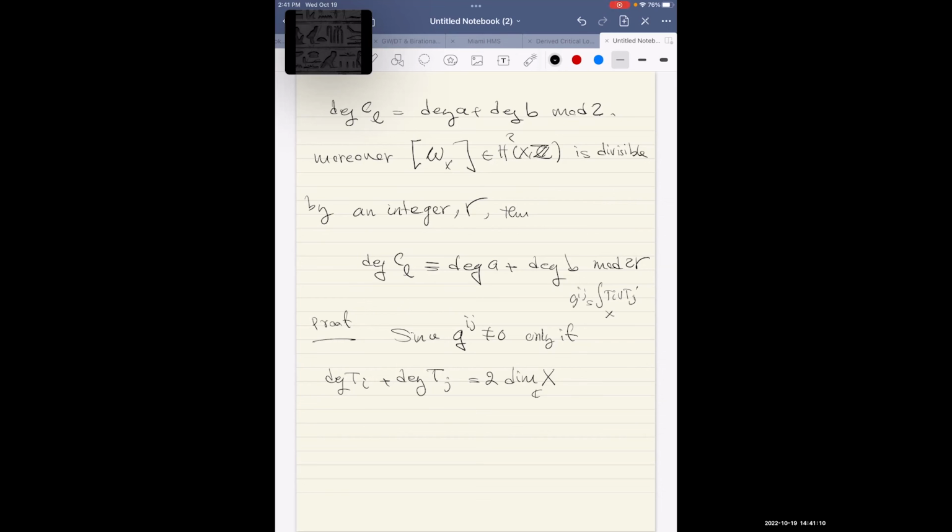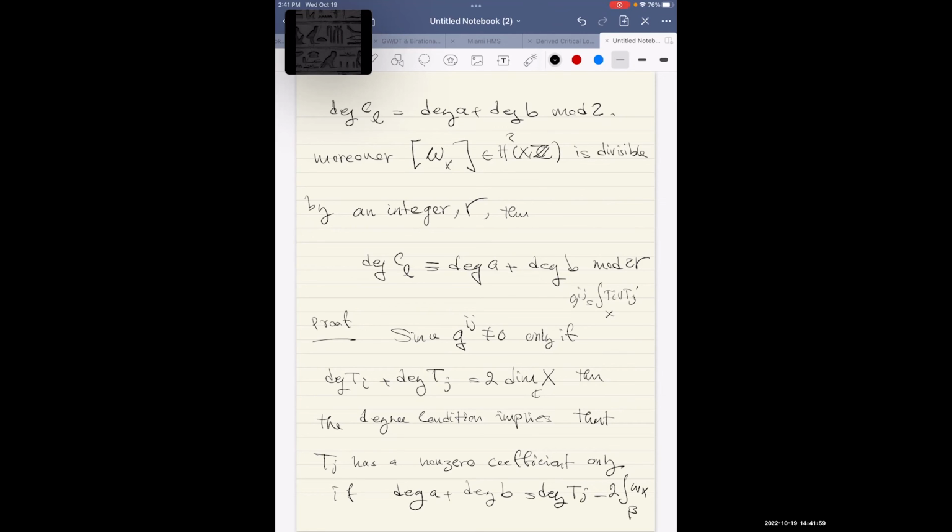So if that is the case, then because this is non-zero only if this happens, the degree condition implies that Tj has a non-zero coefficient only if degree of A plus degree of B is equal to degree of Tj minus 2 times the intersection of omega against beta. And that's basically the proof.